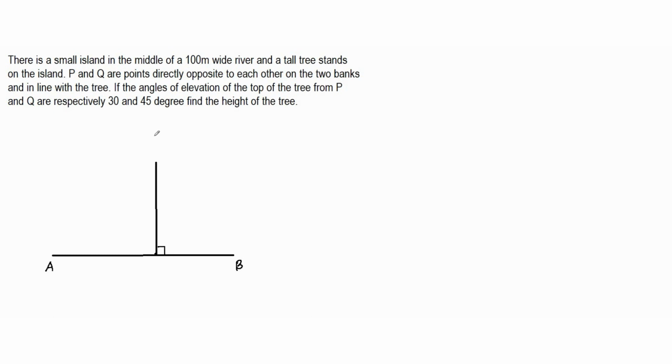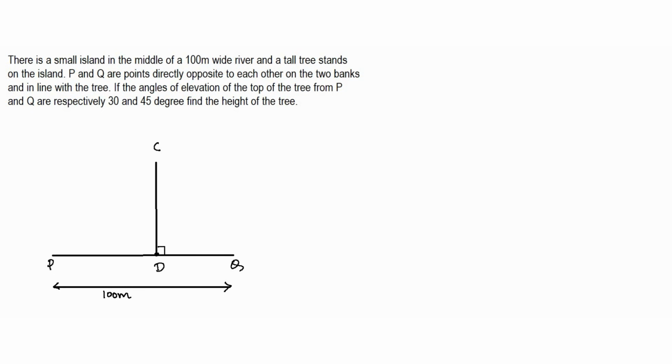Let this be CD. So CD is the tree which is standing on this island. The width of this particular river is 100 meters. So the total length AB is 100 meters. And now it is seen that P and Q are points directly opposite to each other on the two banks in line with the tree. So instead of A and B, they have told us that the points are P and Q, the two points on the opposite banks in line with the tree.